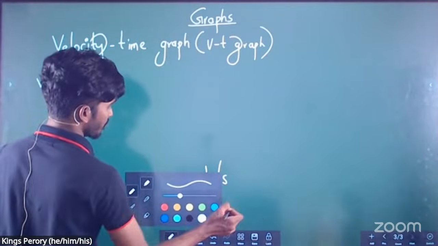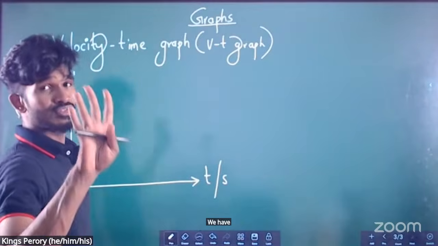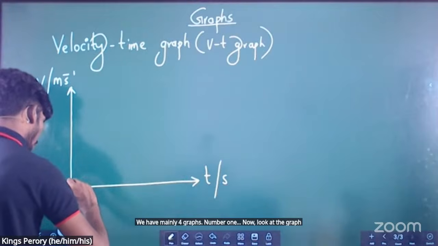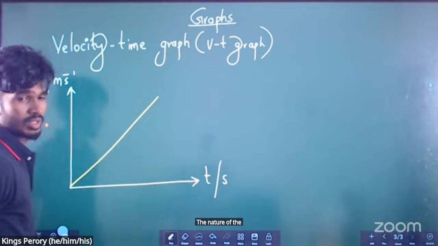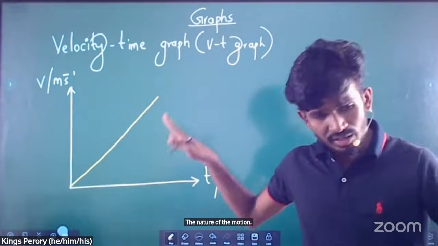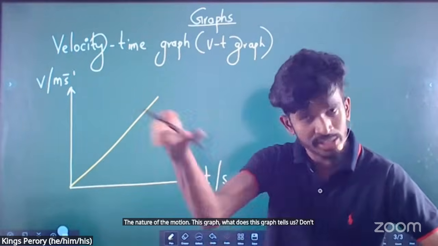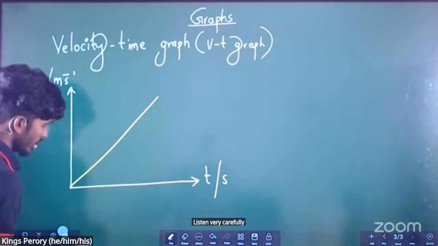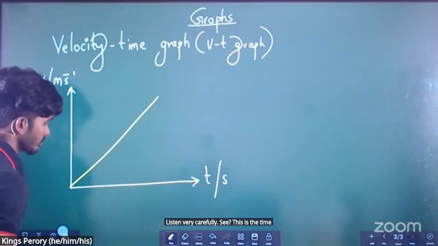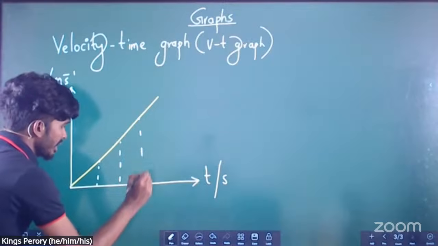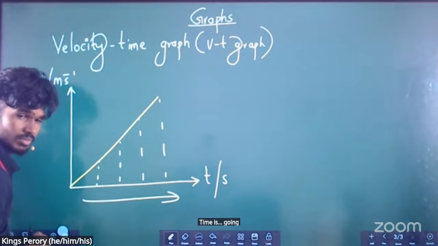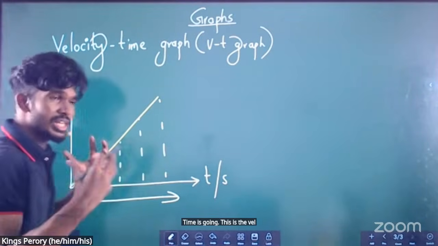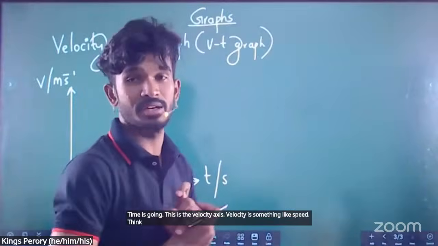What are the graphs we have? We have mainly 4 graphs. Number 1. Now look at the graph and decode the nature of the motion. What does this graph tell us? Don't memorize, understand the logic here. Listen very carefully. See, this is the time axis. Time is going. This is the velocity axis. Velocity is something like speed. Think like speed.